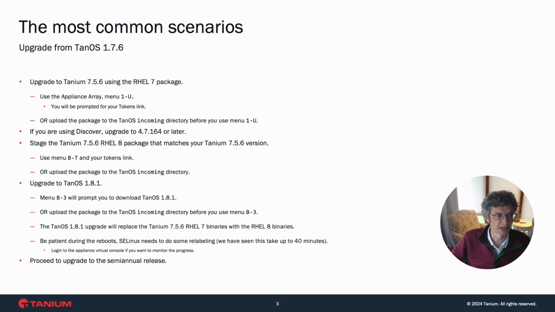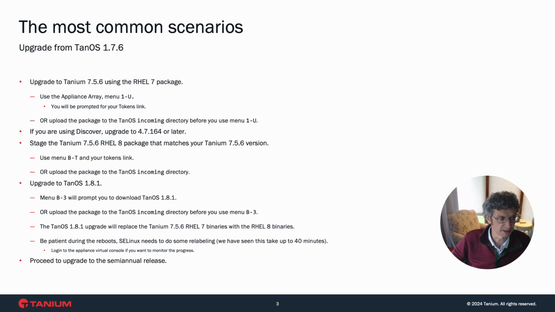You will use the appliance array menu, 1U. You will be prompted for your token. Just provide that token, and 10OS will proceed to download the package for you. Or like I said earlier, you can also download it using your tokens link and then upload the package to the incoming directory before you use menu 1U. If you are using Discover in your environment, you're going to want to upgrade to 4.7.164 or later as well, as that's a requirement before you go to 10OS 181.